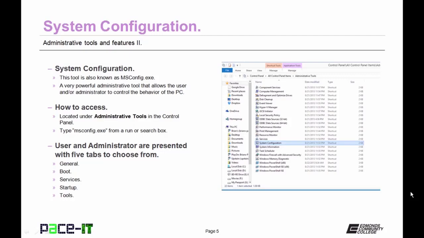Now, how do you access the System Configuration? Well, it's located under the Administrative Tools icon in the Control Panel. Or you can type in msconfig.exe from a run or search box to get access. Once there, you're presented with 5 different tabs: General, Boot, Services, Startup, and Tools. Now let's discuss each of those tabs.